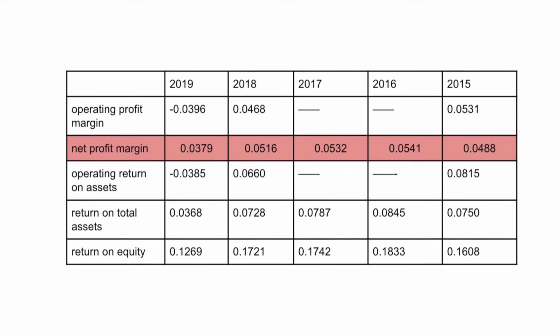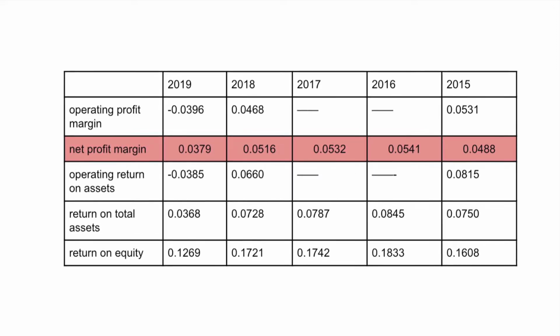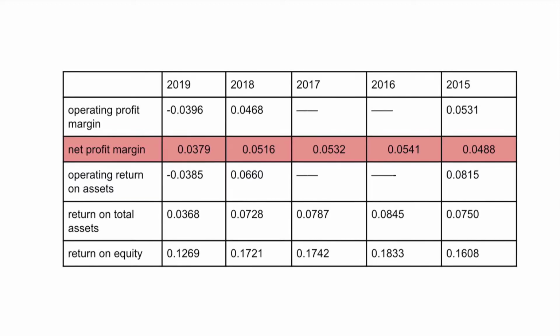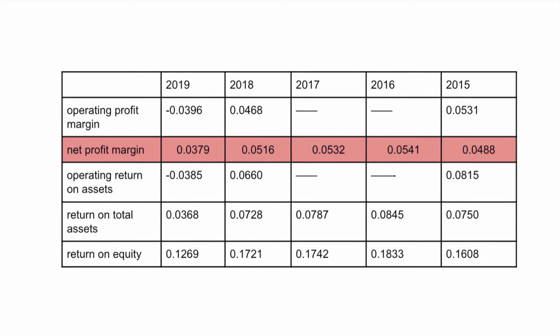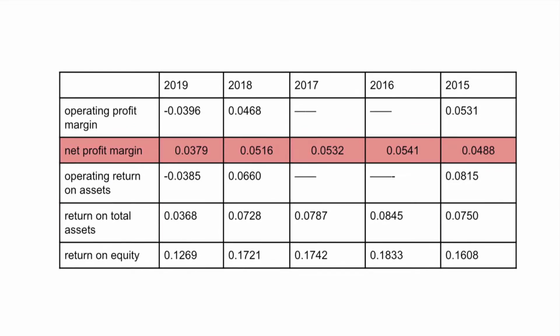Next is the net profit margin analysis. The company's net profit margin is considered low based on industry average since it ranges between 3–5% only, particularly lowest in 2019 with only 3.79%. This means that out of the 100% of 2019 sales, only 3.79% is left over for net income. Many factors contribute to this decline.